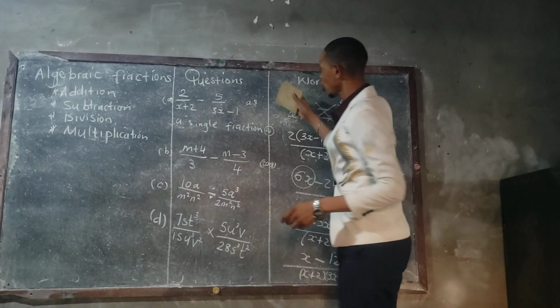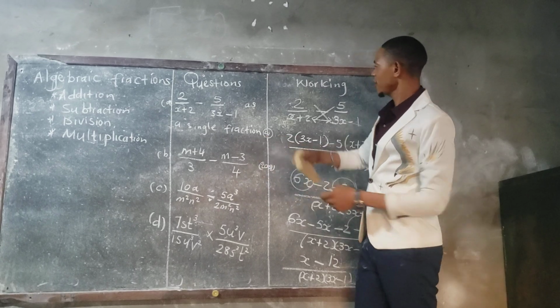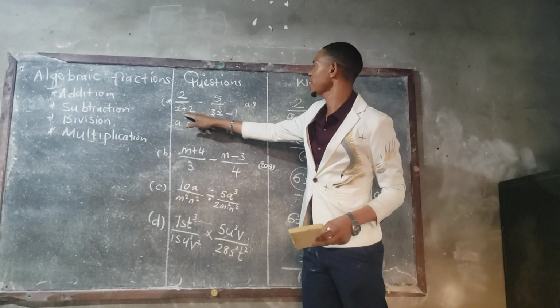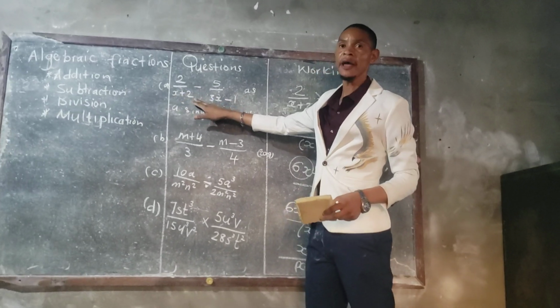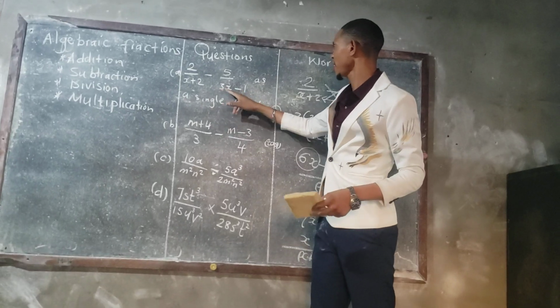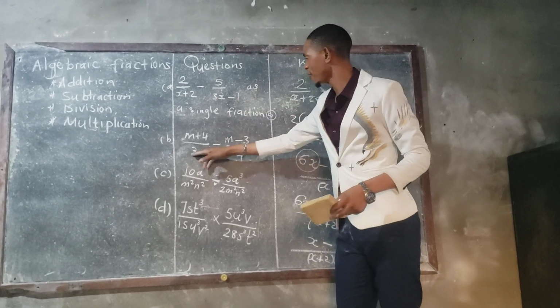Now let me go to the next one. Look at this. The denominator there, it is the variable added to a coefficient. And then here 3x, subtract 1. Then here I've got numbers.